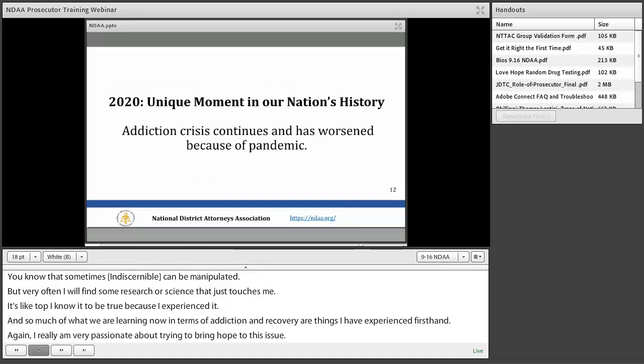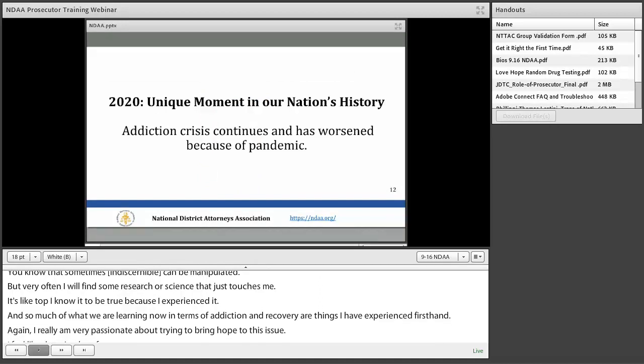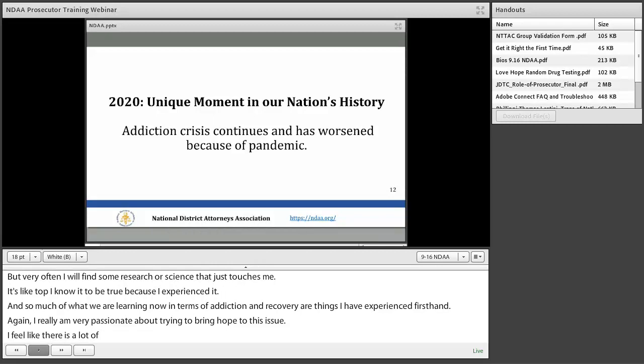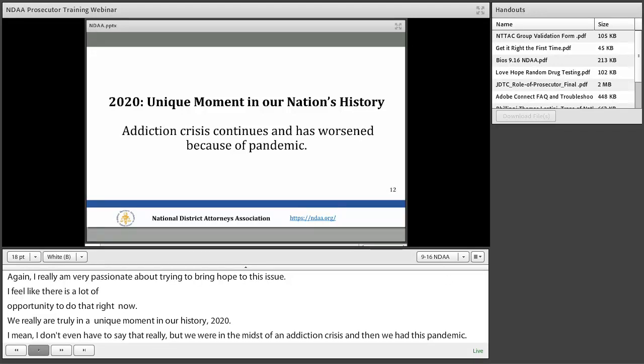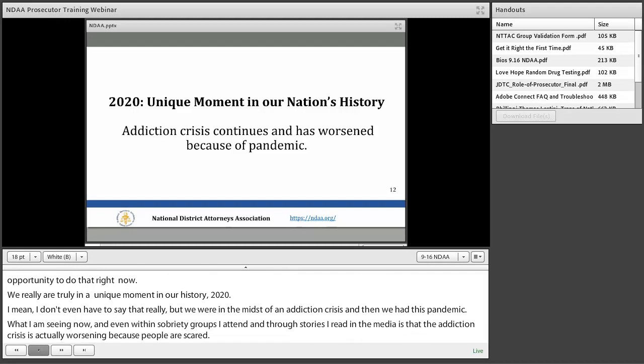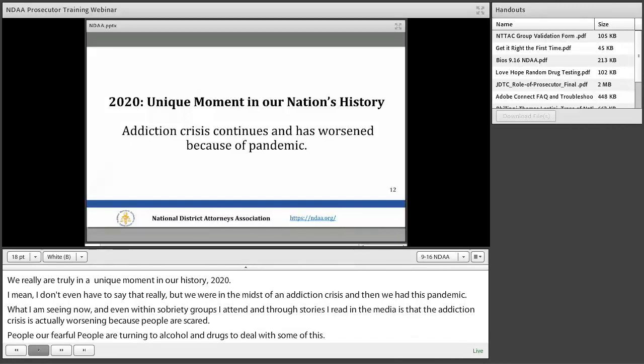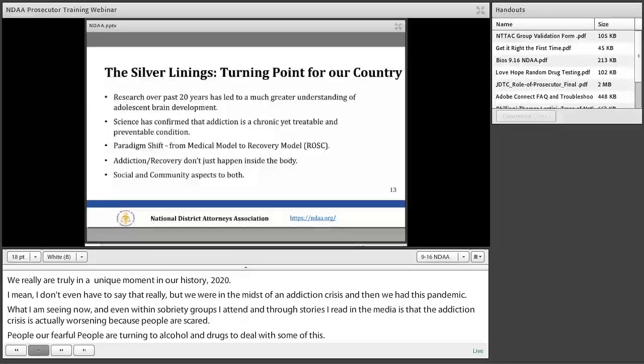We really are truly in a unique moment in history. 2020, I don't even have to say that really, but we were in the midst of an addiction crisis, and then we have this pandemic. What I'm seeing now, even within sobriety groups I attend and through stories I read in the media, is that the addiction crisis is actually worsening because people are scared, people are fearful, people are turning to alcohol and drugs to deal with some of this. They talk about addiction being a disease of isolation, and there's so much isolation right now. So that's the bad news. We've got a lot going on right now, and again, you all know that.